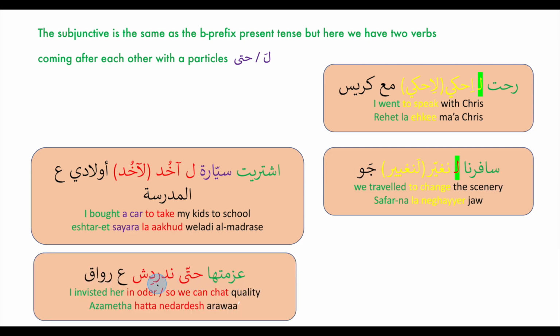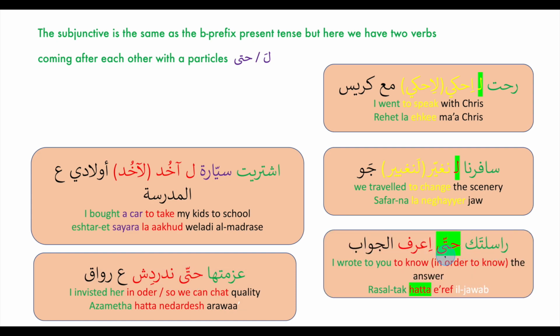عزمت حتى ندردش ع رواء. عزمت, I invited her. حتى ندردش, so we chat. ع رواء, quietly. حتى here is the particle. راسلتك حتى أعرف الجواب. راسلتك, I wrote to you. حتى, in order to. أعرف, know. الجواب, the answer.